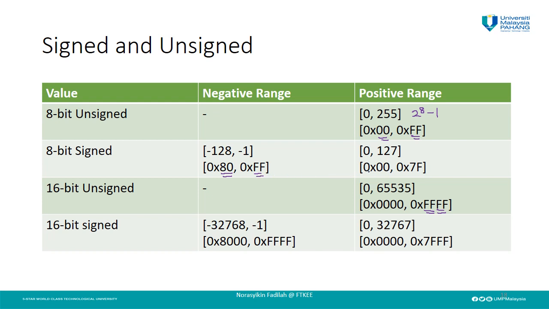So the positive range will become 0 until 7F, which is half of the positive range for the unsigned value, which is until 127. So this is for the 16-bit unsigned up until 65535, 2 to the power of 16 minus 1. And then we have the 16-bit signed with the negative range and also the positive range.